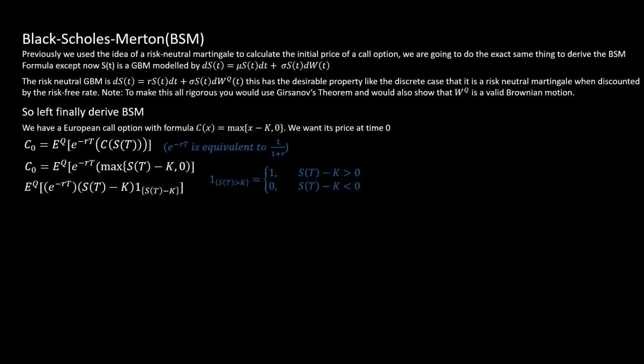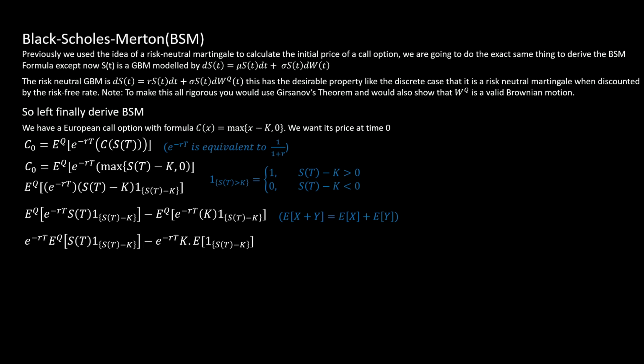So let's continue our computation. What we're going to do now is use a bit of theory about expected values to separate these two, as they're not dependent on each other. Then we're going to take out our e to the minus rT, which is a constant.